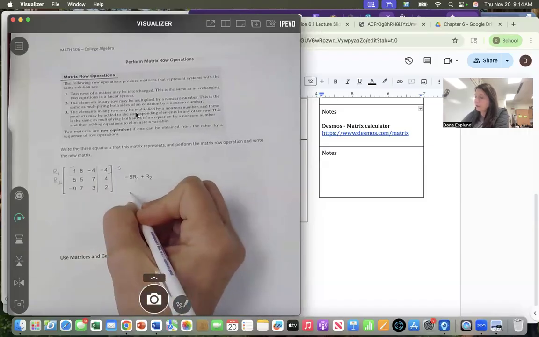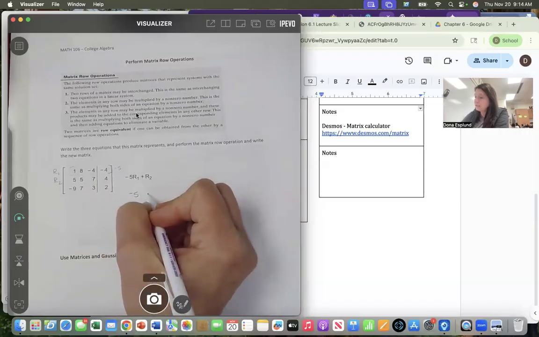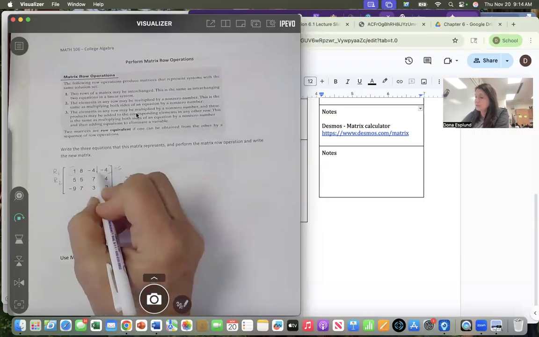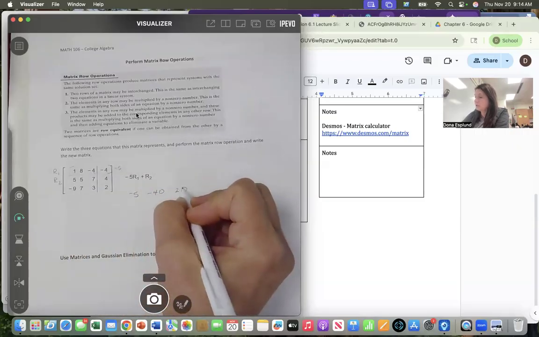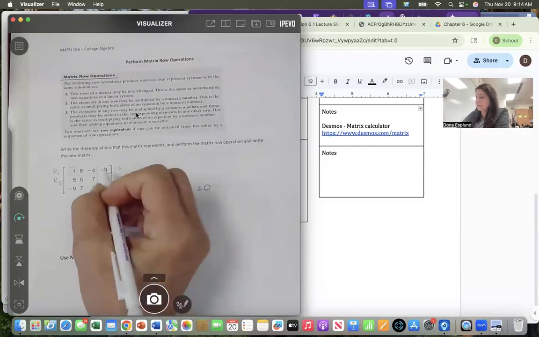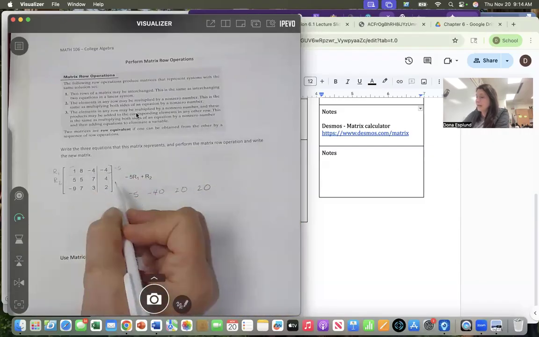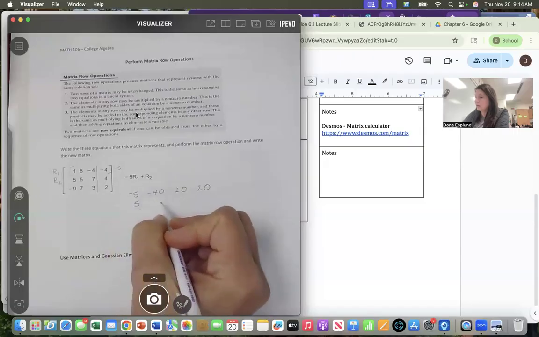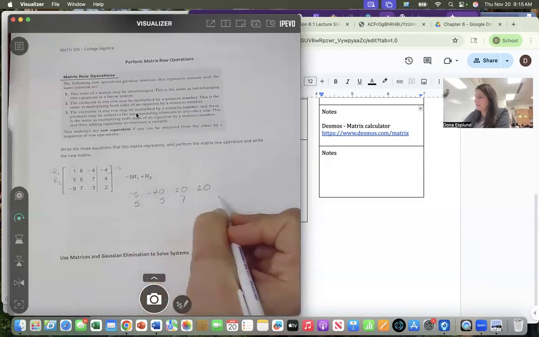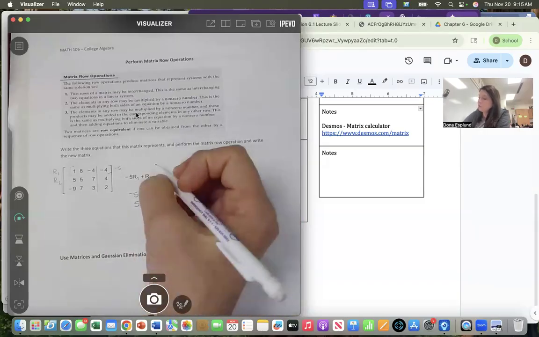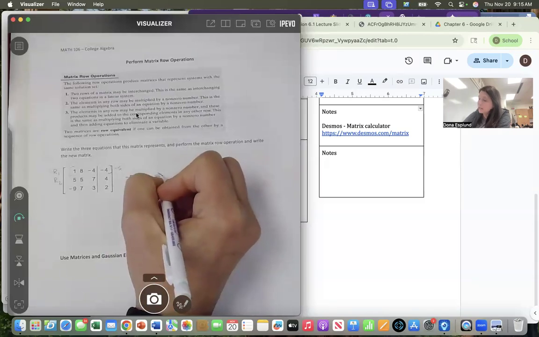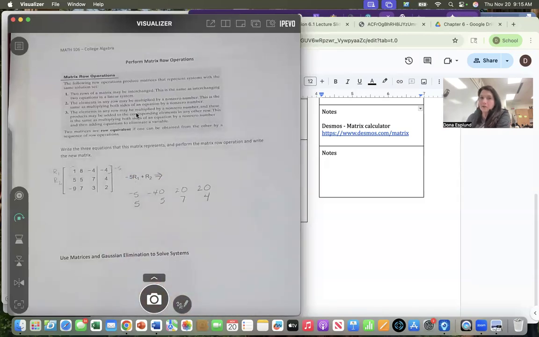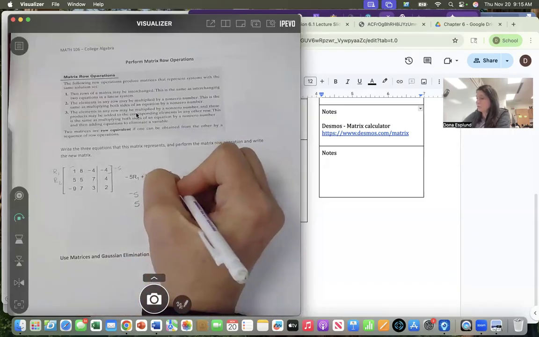So -5 R1 will change to -5, -40. Now -5 times a -4 would be then a +20, and then a +20 for the last one. But then I'm going to add it to R2, and so I'm going to go ahead and write just R2, not changing it at all. So I'll have 5, 5, 7, and 4. And then usually I'm going to add in that arrow, and then it replaces R2.